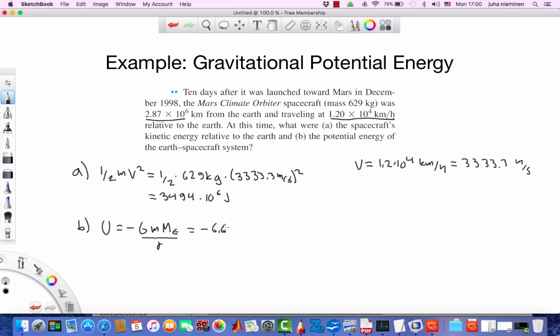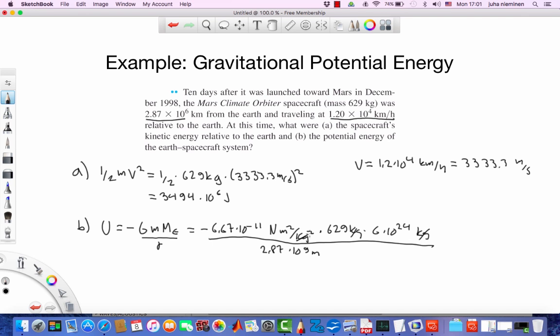And minus 6.67 times 10 to the minus 11 newton meter squared per kg squared, mass 629 kilograms, and mass of the Earth we know to be 6 times 10 to the 24 kilograms, divided by the distance. So that's 2.87 times 10 to the 6 kilometers, so 10 to the 9 meters. The kgs cancel, meters go away, we have newton meters, which is joules. Good, so we got the correct units, and the value is 87.7 times 10 to the 6 joules.